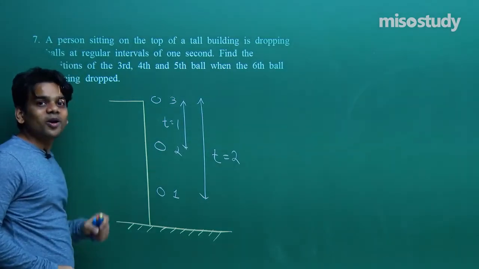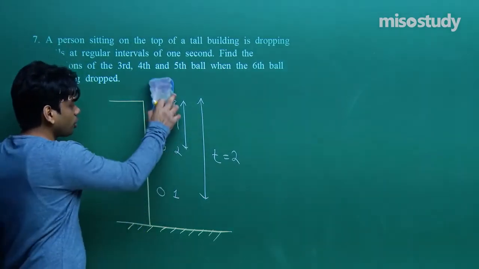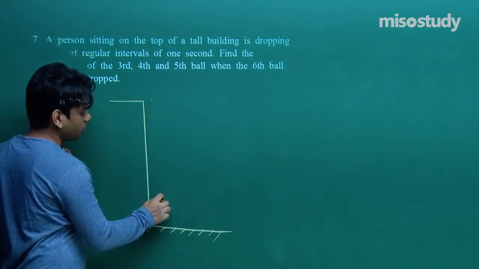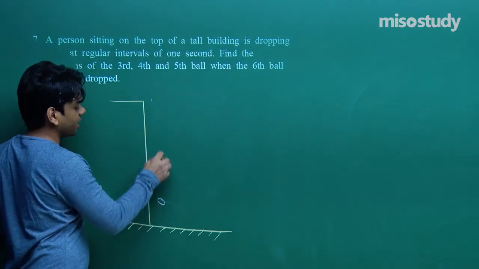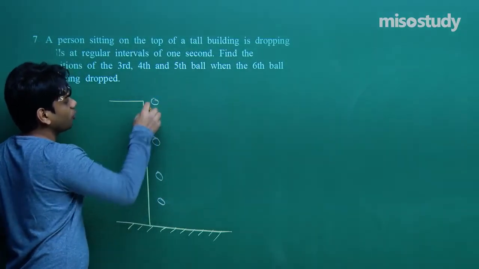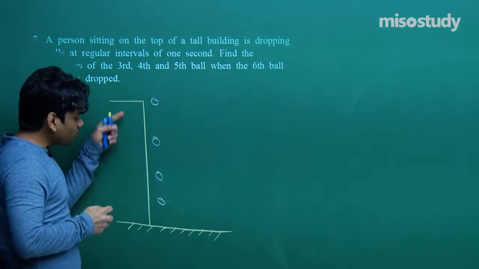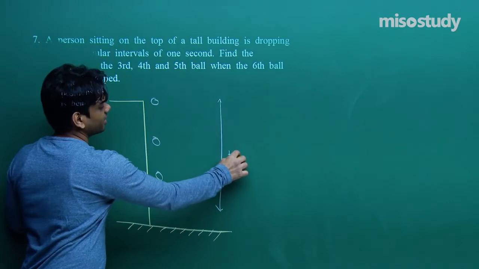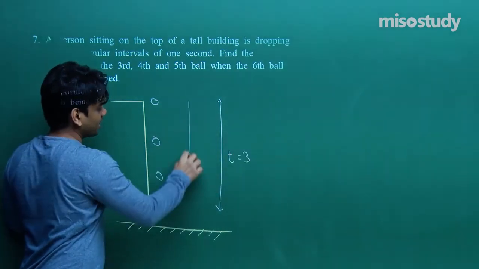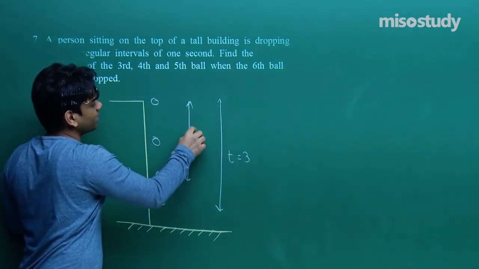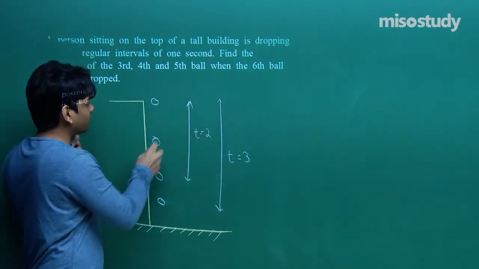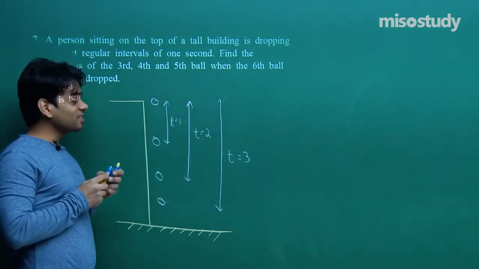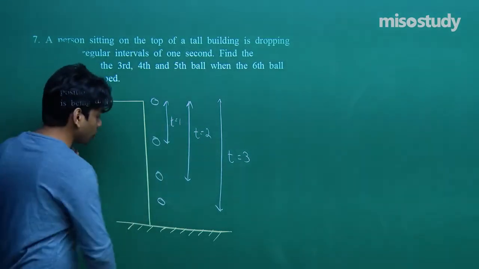Let's talk about what happens when he drops the fourth ball. So I'm going to rub this diagram. When he drops the fourth ball, the first ball would be somewhere here. This is the second ball, this is the third ball, this is the fourth ball. So the first ball would have traveled in total 3 seconds, the second ball would have traveled 2 seconds, and the third ball would have traveled only 1 second. Next, he is going to drop the fifth ball and then he is going to drop the sixth ball.